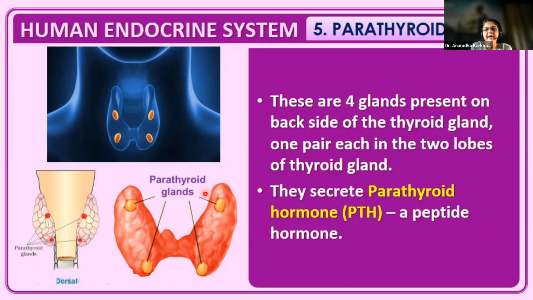These are 4 glands present on the backside of the thyroid gland, one pair each in the 2 lobes of the thyroid. They secrete a hormone called PTH, parathyroid hormone, which is also a peptide hormone. Now, why is the parathyroid gland so closely associated with the thyroid gland? It means there is a balancing mechanism between both of them. That is the reason they are so closely associated. Correct? So let us understand the role of this parathyroid gland.